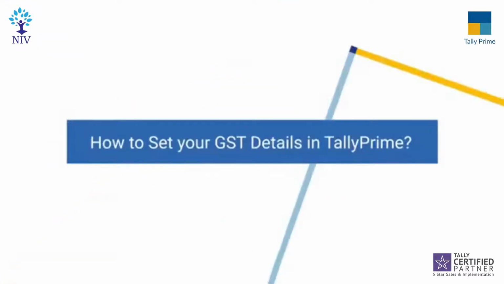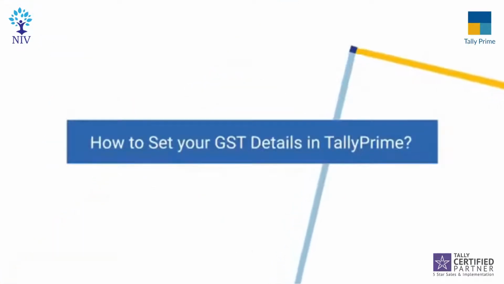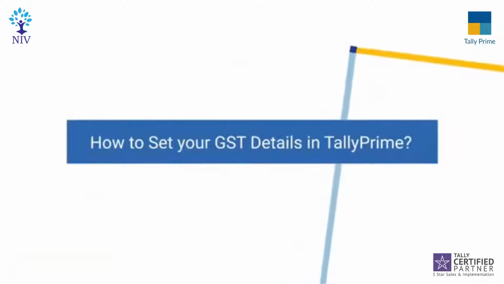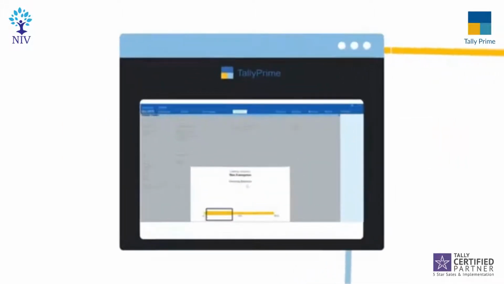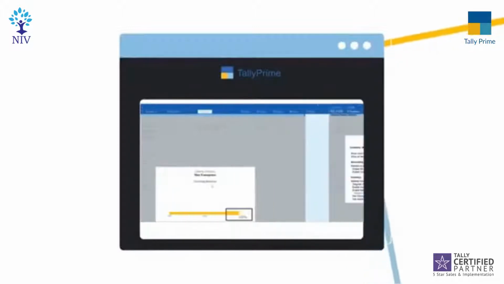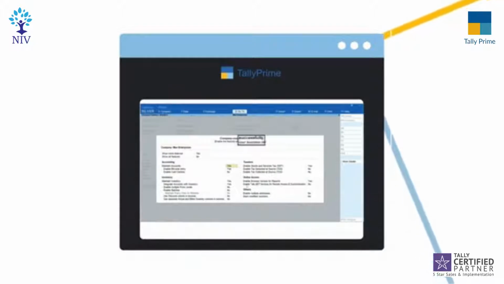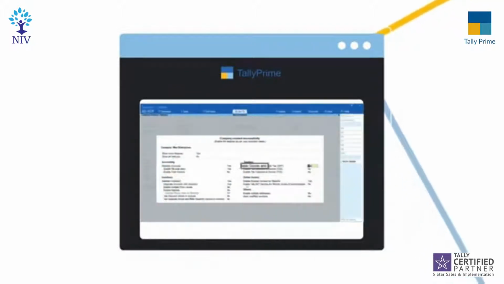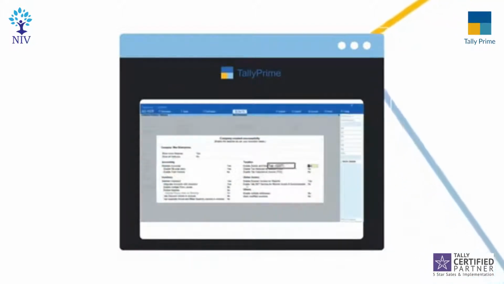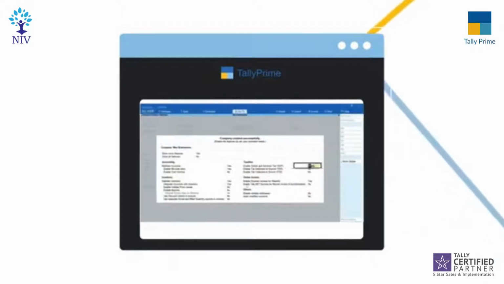In this session, you will learn how to set your GST details in Tally Prime. In Tally Prime, as soon as the company is created by you, the GST feature gets enabled by default and allows you to set the GST details in the Features page. In case you miss to set the details, there are multiple ways in which you can do it.